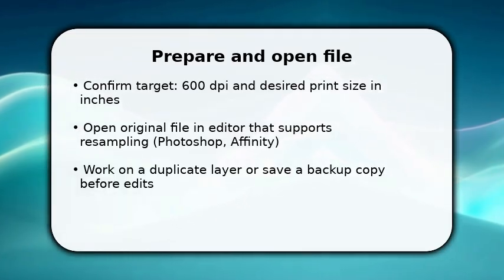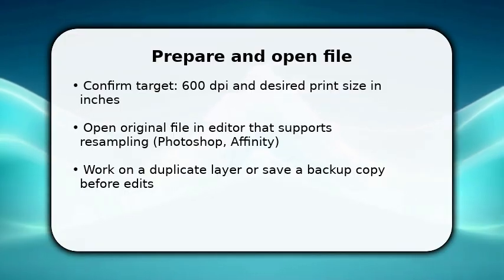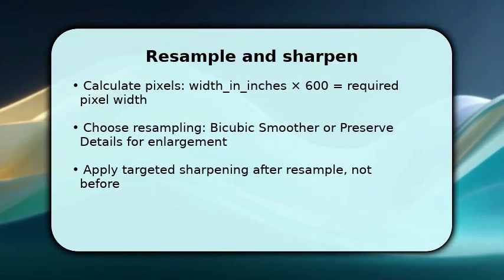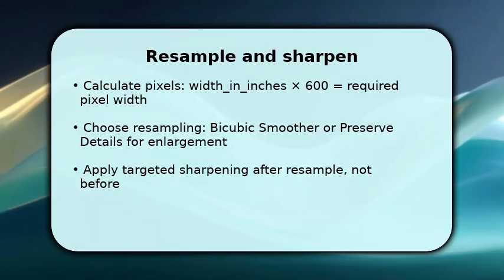Make sure rulers show inches so you see how pixels convert to dots per inch as you proceed. Now calculate the pixel dimensions. Multiply each print inch by 600 to get required pixels. You then resample the image to that pixel size.